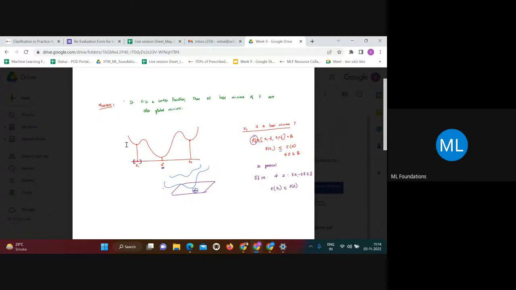Acha, if f is a convex function, then only it will happen. Because this is not a convex function: you can take some point, and if you draw the straight line, it will not hold. So this is not a convex function. That's why. Yeah, so this will be applicable, but for a convex function, all local.